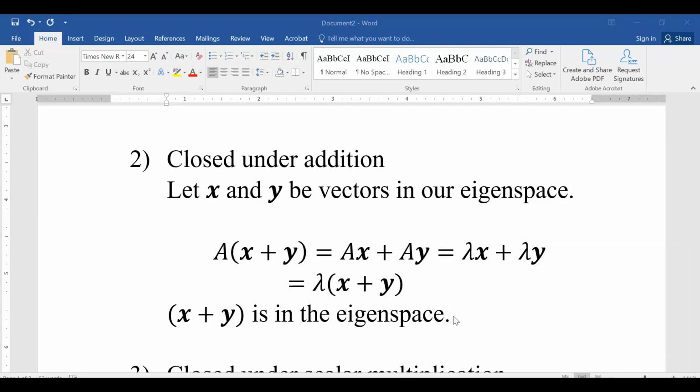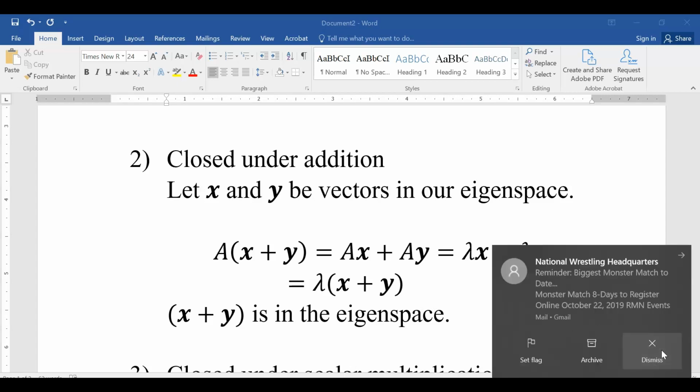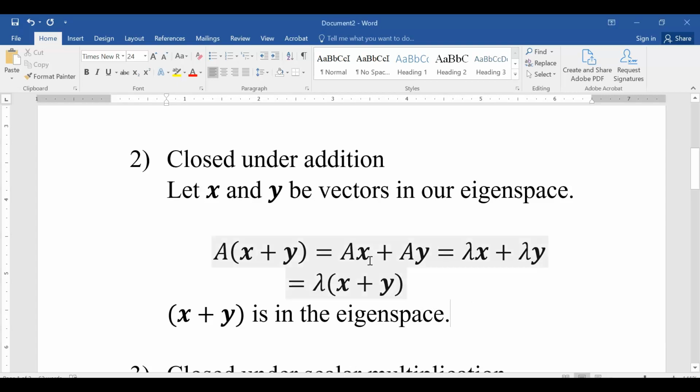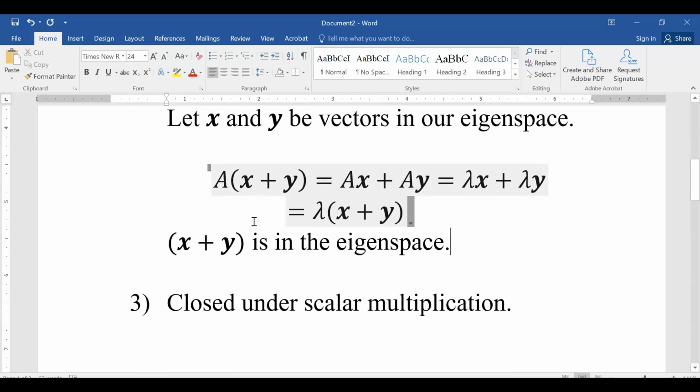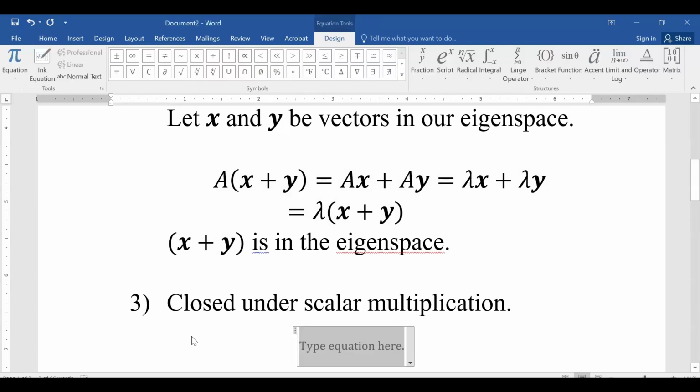So we're closed under addition. How about closed under scalar multiplication? We'd let x be in our eigenspace.